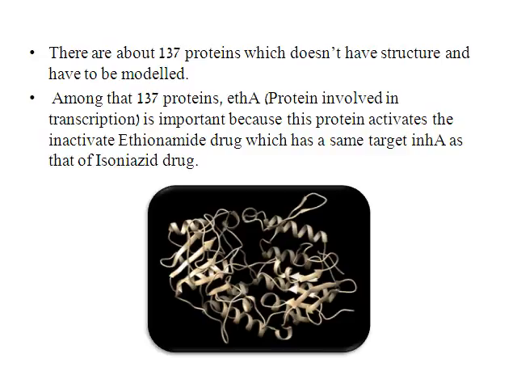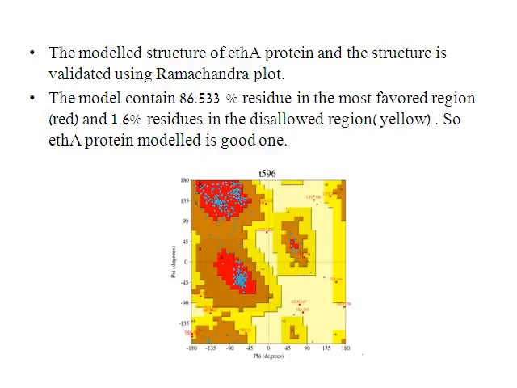This is a result we have obtained from PDBsum, and it is obtained as a plot with 3 different regions, the most favorable region with 89% and the disallowed region with 2%. Hence it is a good model, and the model is proposed to be a good one.